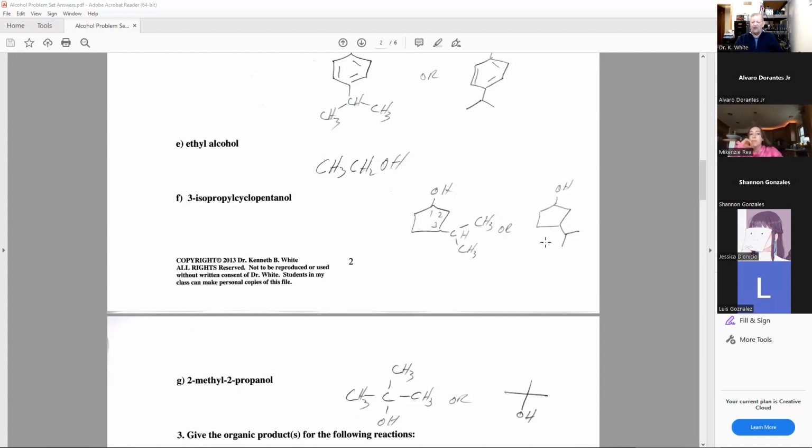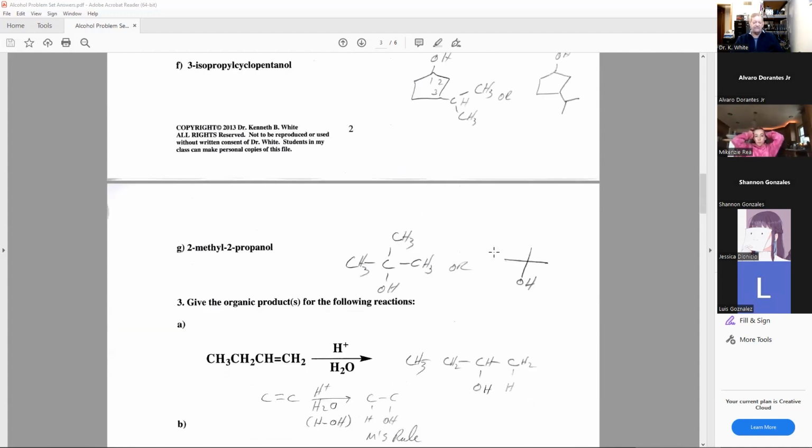Now, a while ago, I had students ask, well, could you do the line method too for rings? And I did with the isopropyl. You don't have to do that.